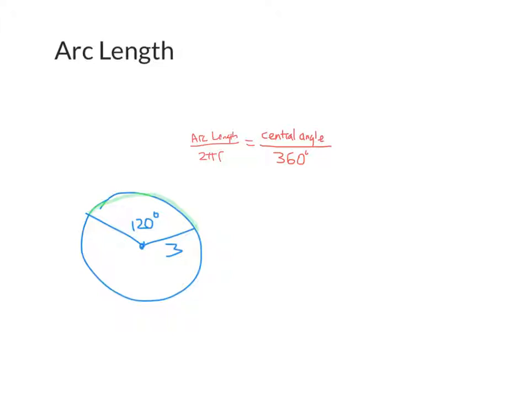Okay, so I believe in you. I think you probably got it. Let's find out. So the central angle is clearly 120. The radius clearly is 3. The unknown is the actual arc length itself.